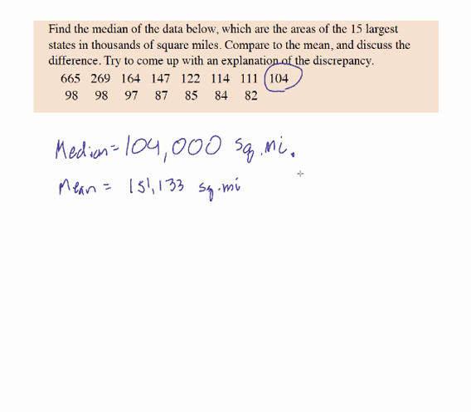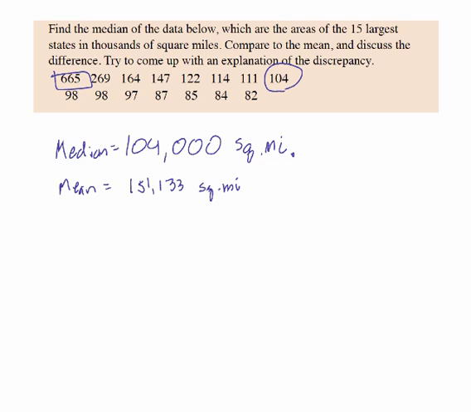Trying to come up with an explanation of the discrepancy, there's an explanation of the discrepancy. That's Alaska, for what it's worth. And it's so much bigger than all the other states that it has a big effect on the mean. But it doesn't affect the median, because think about it this way. If that number were 270, it wouldn't affect the median at all. The median simply wouldn't care because 104 would still be in the middle of the spread here, the distribution, and that would still be the median.